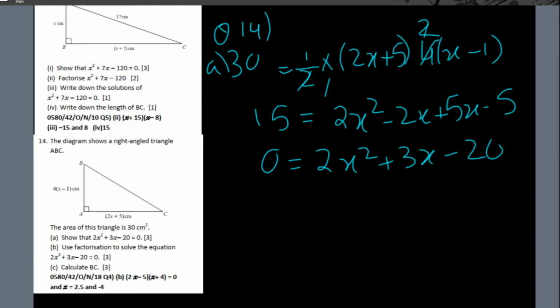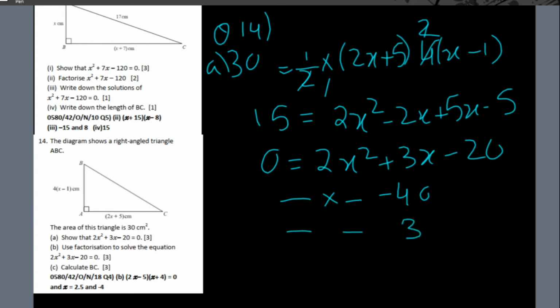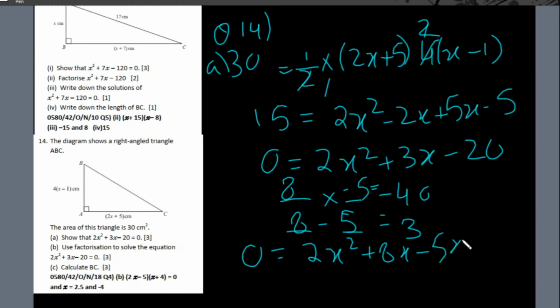Next, factorize this to solve this equation. So we have to use factorization. We're looking for two numbers which when multiplied give us the product of these two, 2 and minus 20, which is minus 40, and which when added give us 3. So how do we get minus 40? The numbers would be 5 and 8. 8 times minus 5 is minus 40 and 8 minus 5 is 3. So I'll write 0 equals 2x square plus 8x minus 5x minus 20.